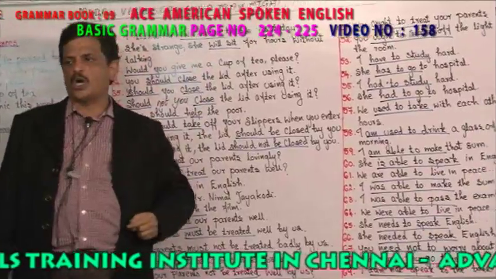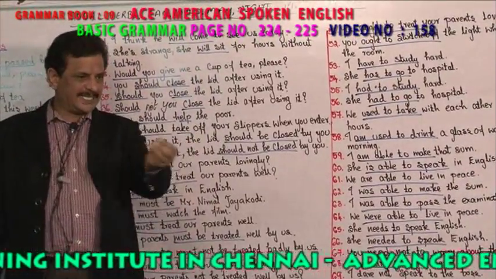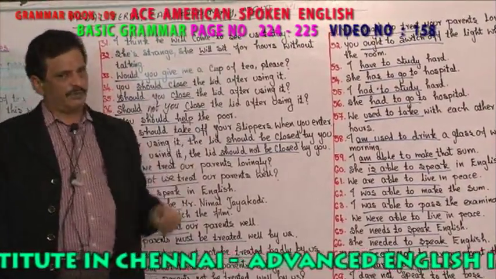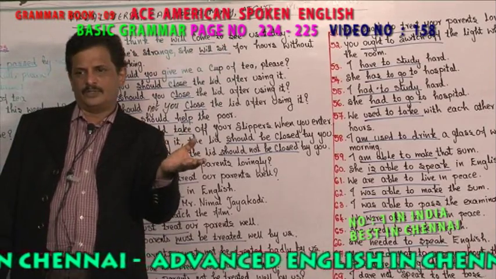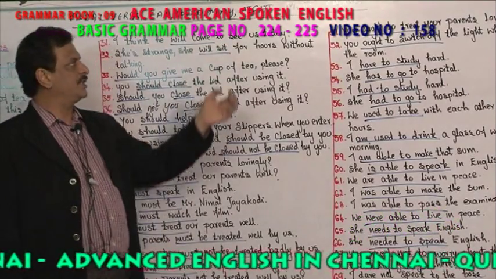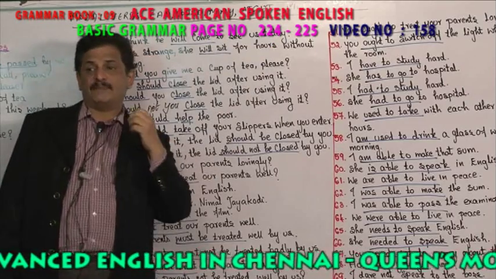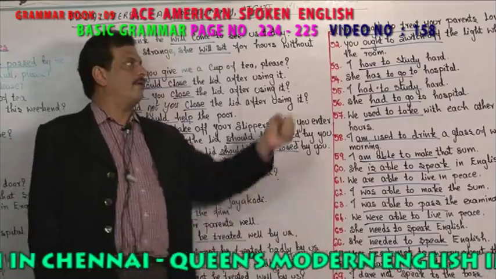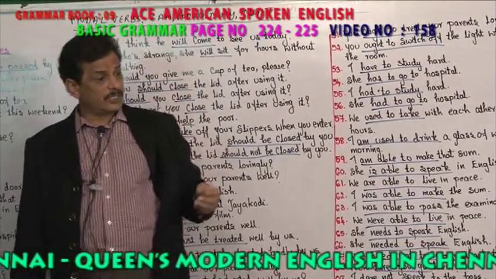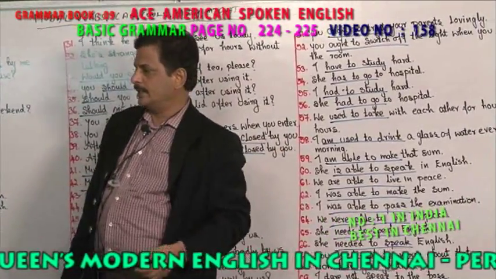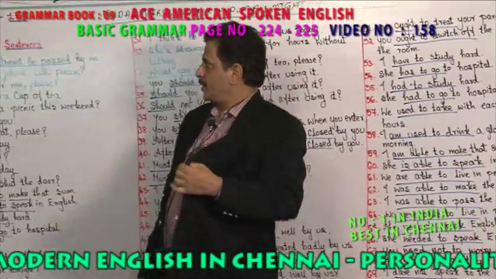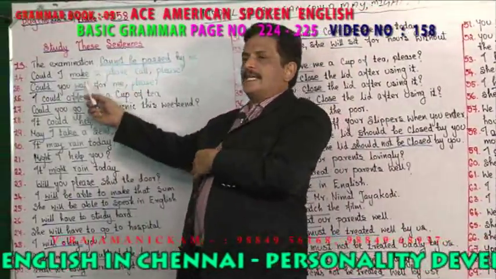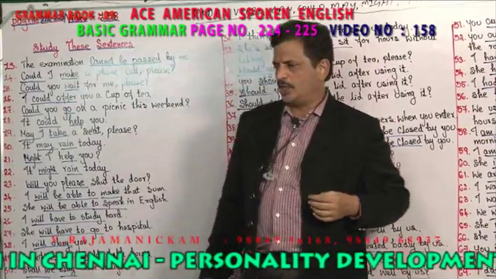Could is used for what? Request. Could you please help me? May is used for request. You may go. You are giving permission. Might. Must is the personal necessity. I must go abroad. Should is also obligation. You should. It is an order. It is an obligation.